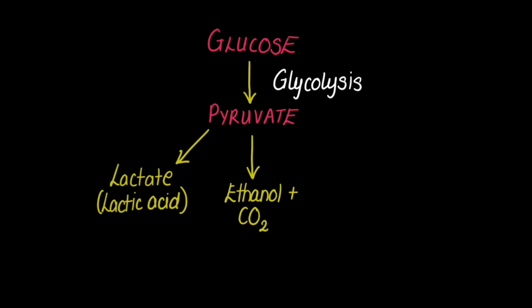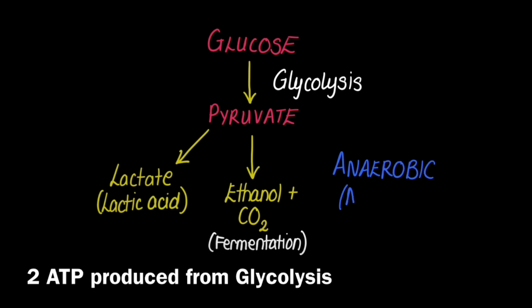Now, if there continues not to be oxygen present, the pyruvate is broken down into lactate in animal cells. Or if it's in a yeast, the yeast will ferment and it will produce ethanol and carbon dioxide. This does not produce any additional ATP, so all you have are the 2 ATP that were produced from glycolysis.